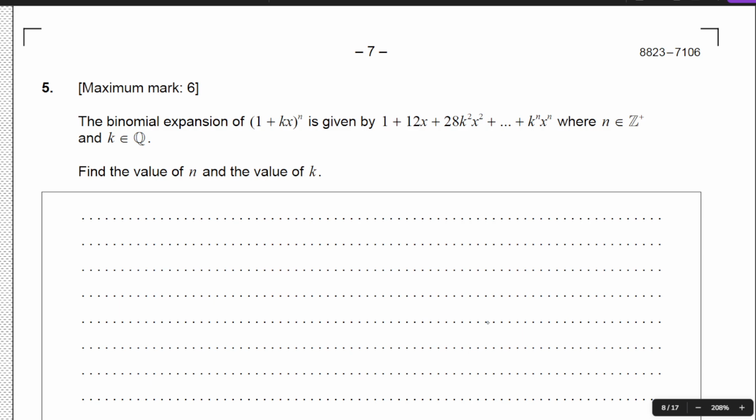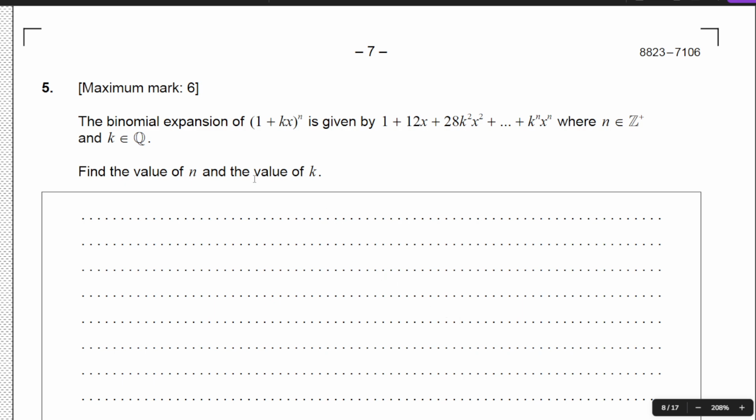The binomial expansion of (1 + kx)^n is given by 1 + 12x + 28k²x² + ... + k^n x^n, where n is a positive integer and k is a rational number. Find the value of n and the value of k.